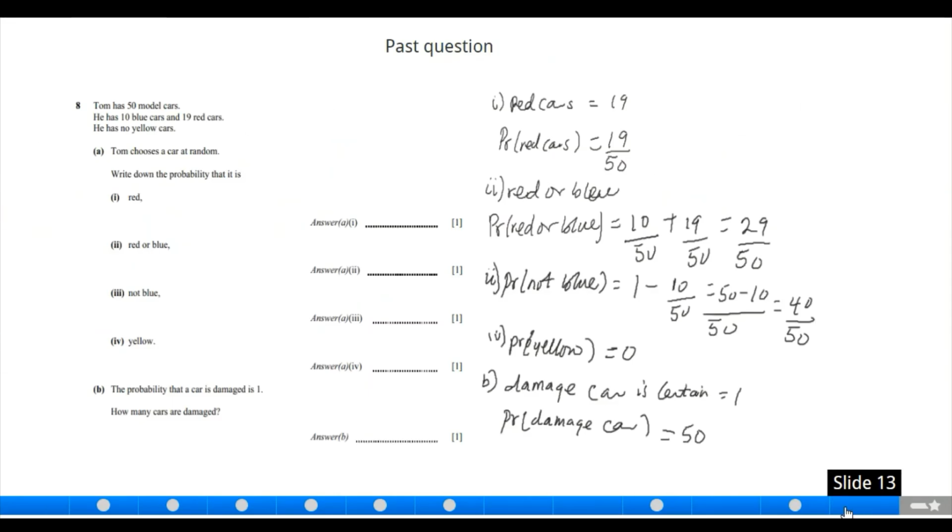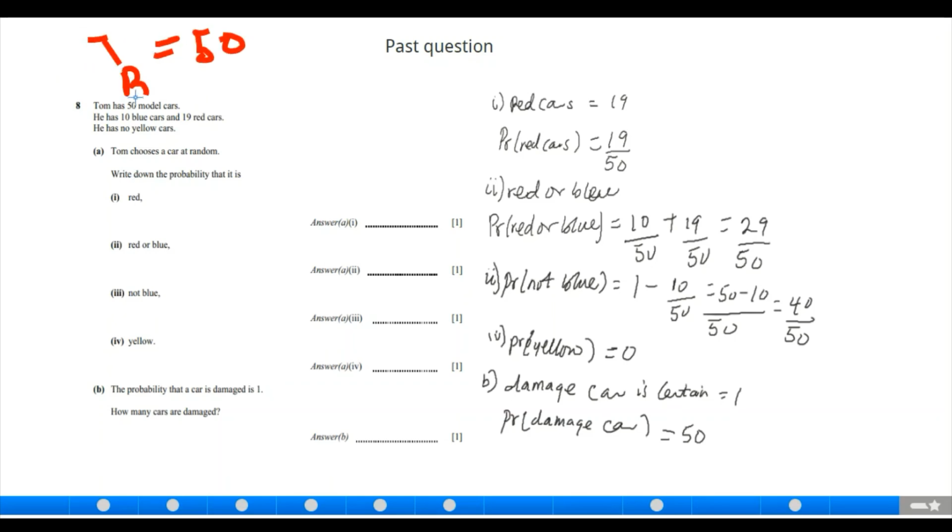Tom has 50 model cars. Okay, he has 10 blue cars and 19 red cars. Okay, he has no yellow car. So we now say that Tom can choose a car at random, just decide to pick any one. Then write down the probability that it is red. So let's start with the total number of outcomes, which is 50. That's the total number.